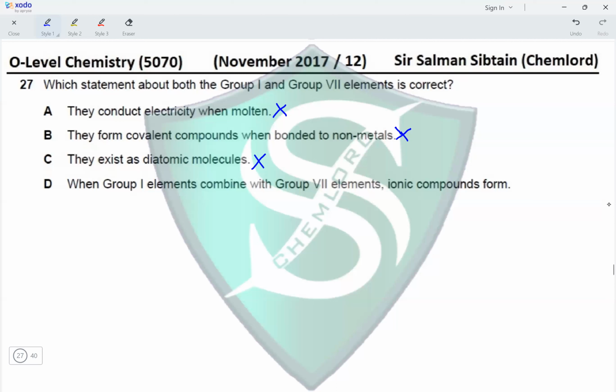When group 1 elements combine with group 7 elements, ionic compounds form. Yes, examples would be NaCl, KI. The metal is from group 1 and the halogen is from group 7. So this statement is correct. Therefore, option D is the correct option for this question.